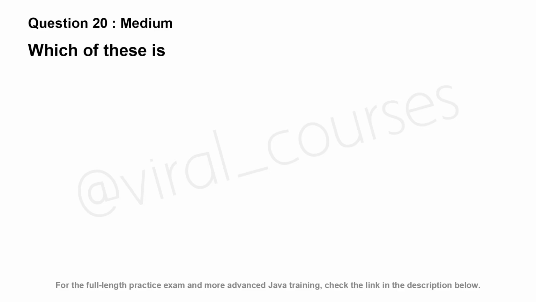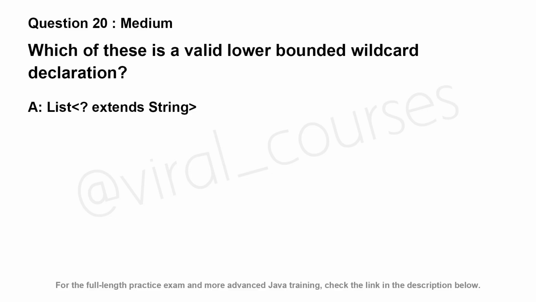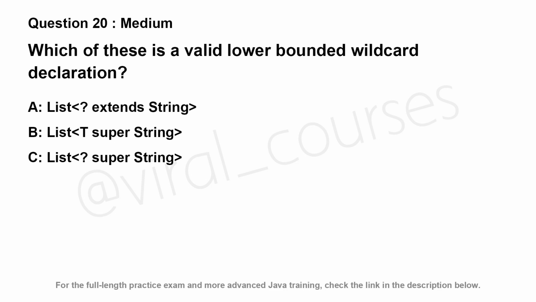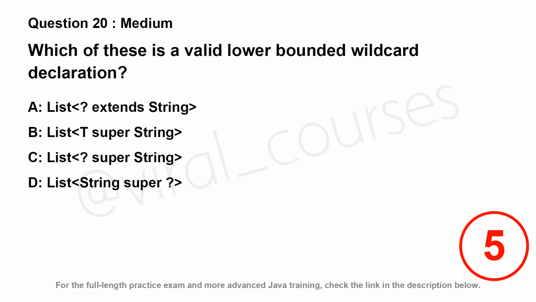Which of these is a valid lower bounded wildcard declaration? Option A, List<? extends String>. Option B, List<T super String>. Option C, List<? super String>. Option D, List<String super ?>.